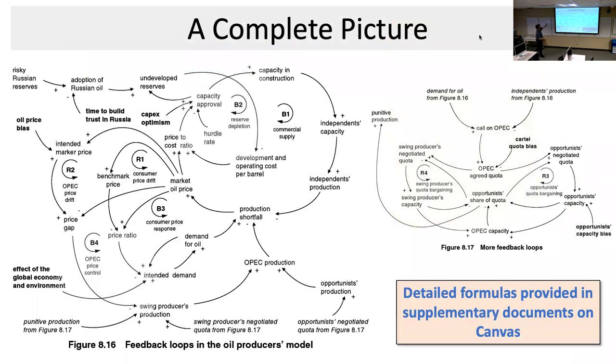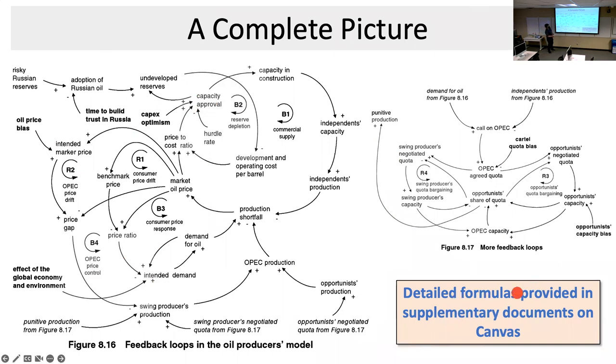So if I put all those things together as a causal loop diagram, it looks like this ugly thing. You've got a bunch of feedback loops for OPEC. You've got these other feedback loops here for the general market, opportunists, Russia, all that kind of together here. But the stock and flow model would be even worse.